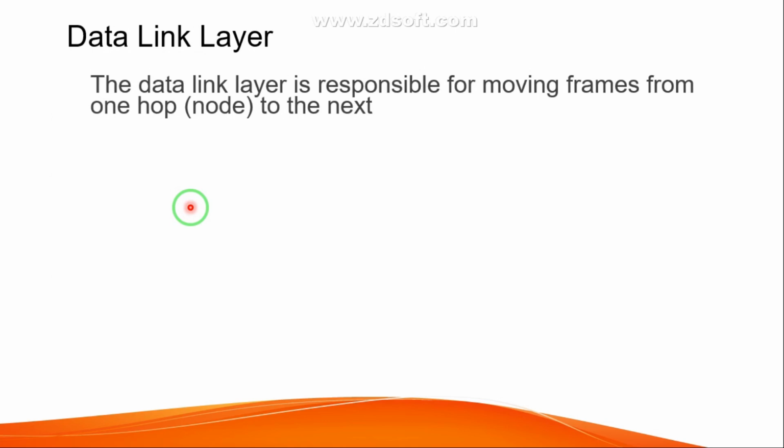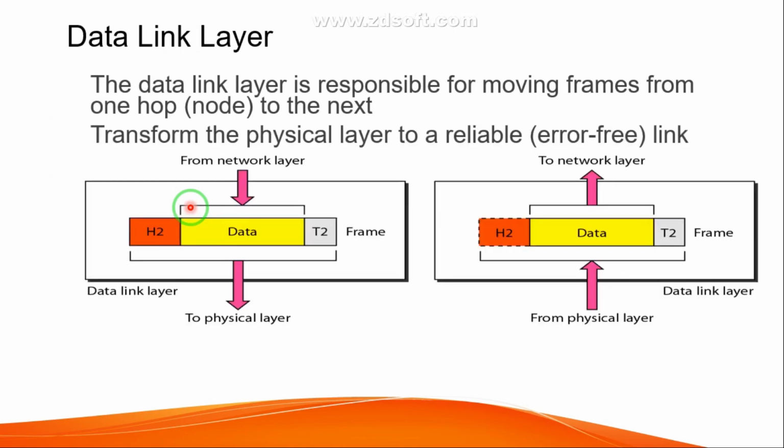Next is your data link layer. So the data link layer is responsible for moving frames from one hop to the next. Remember hop. The data present at the data link layer is called frames. So just remember, guys.